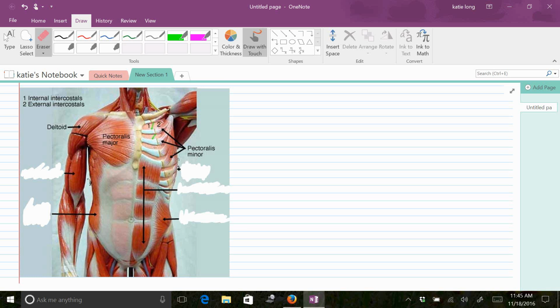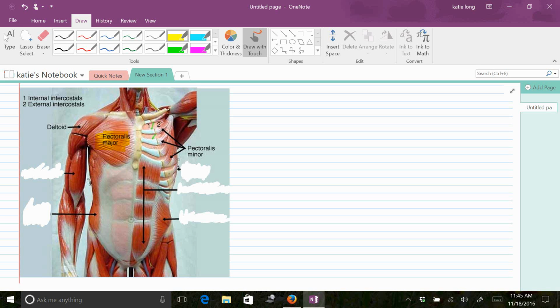The pectoralis major and pectoralis minor. Actually, I think the pectoralis major is on your muscle practical, not the pectoralis minor. It was not practical for me to white that out to reveal it, so I will go ahead and highlight it in yellow here. Here is your pectoralis major.